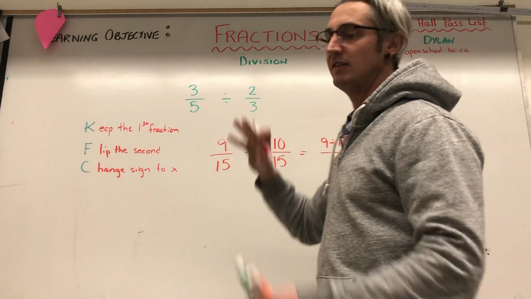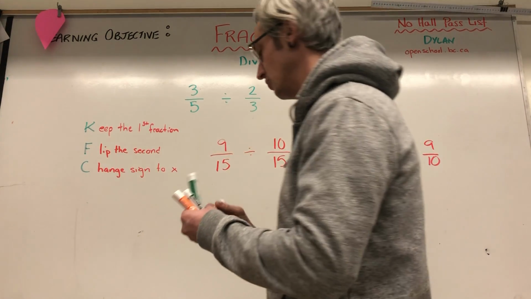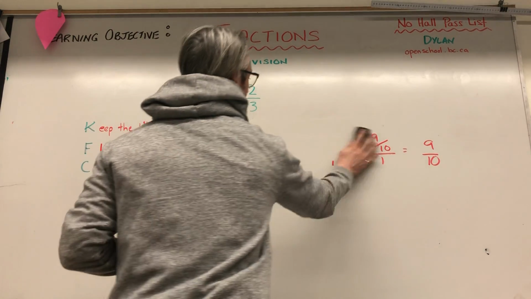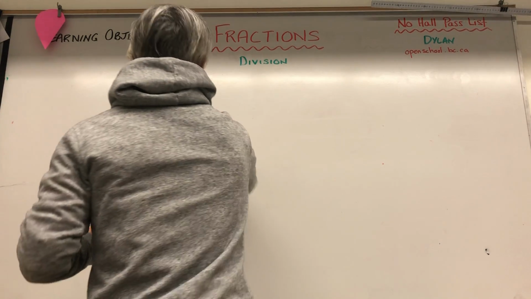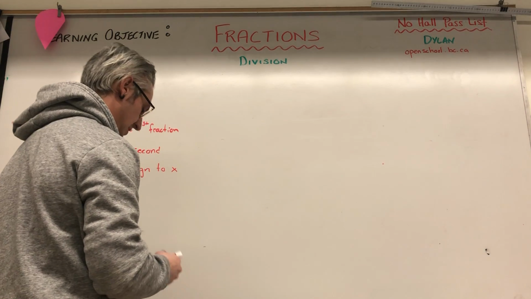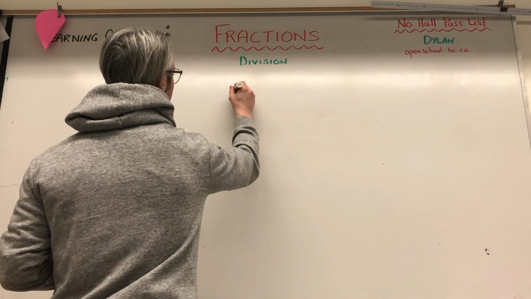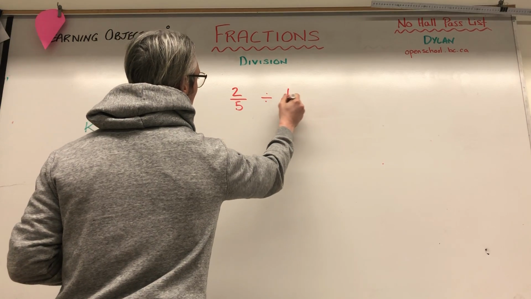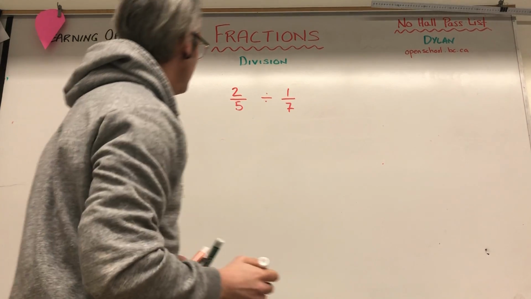So that is what our KFC is attempting to do. And that, right there, is how we divide fractions. So let's do just 2 more examples, and you are set to be on your way here. Okay, let's say we have 2/5 divided by 1/7.